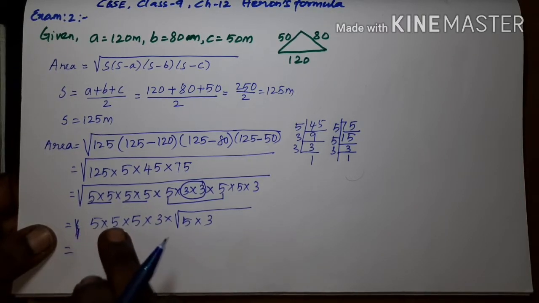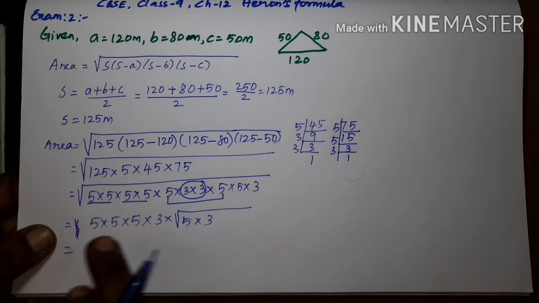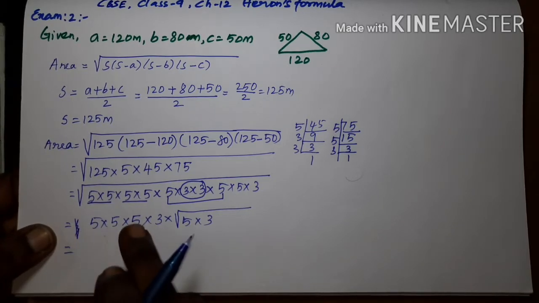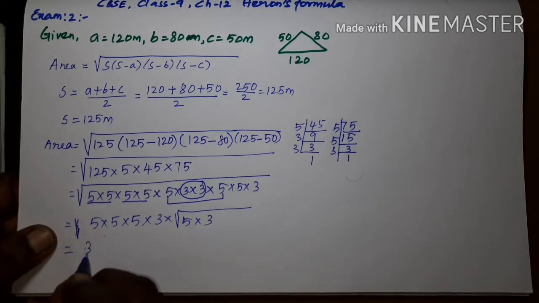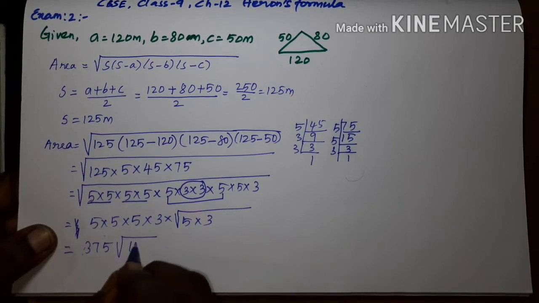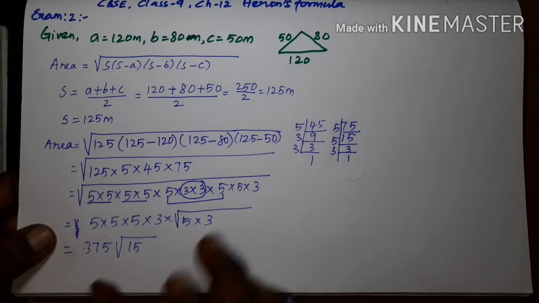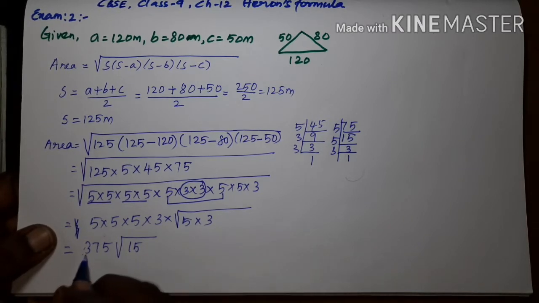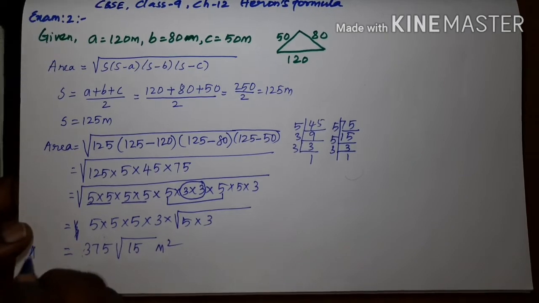So next I am going to multiply these values. 5 into 5 value is 25, 25 into 5 value is 125, 125 into 3 value is equal to 375, and inside of the square root value is 5 3s are 15. 15 is not a perfect square, so that only I have written root 15 same as. So the answer is 375 root of 15 meter square, which is called the required area.